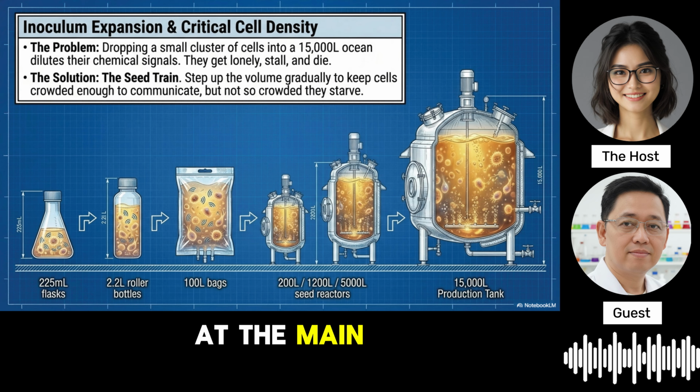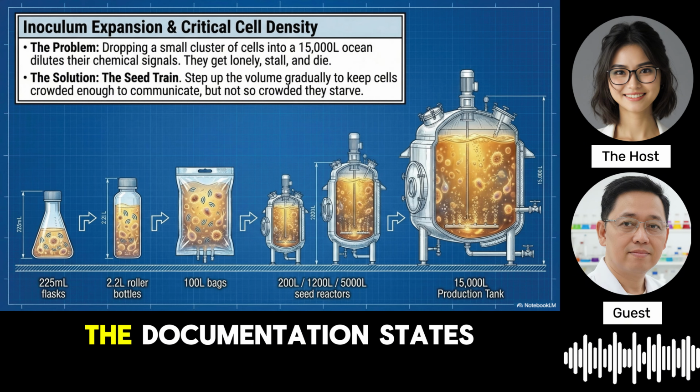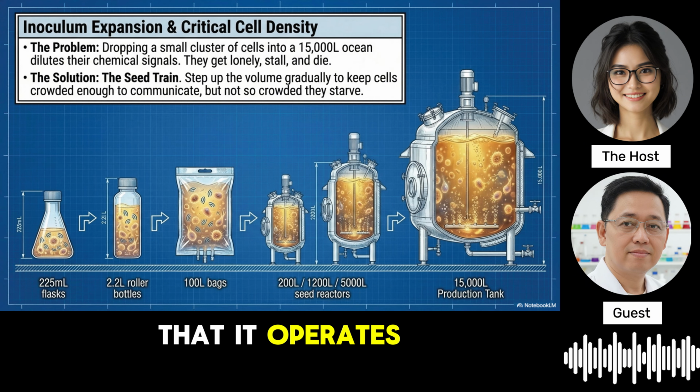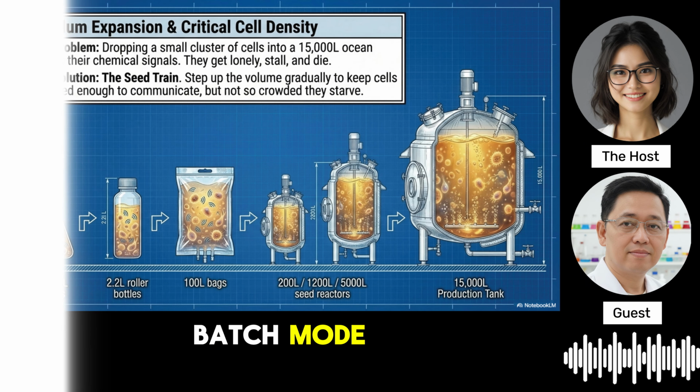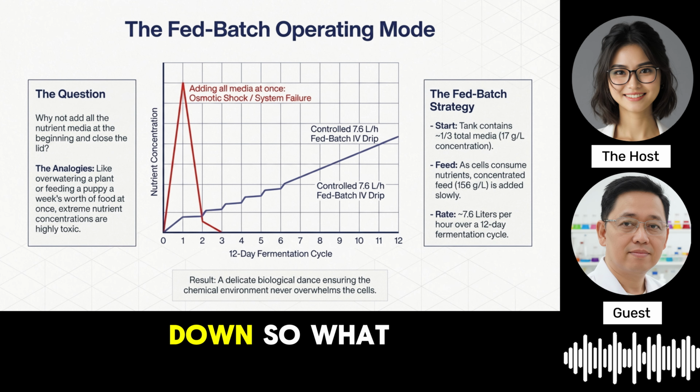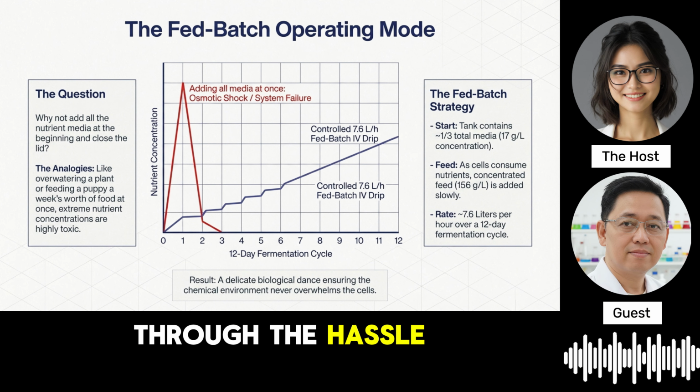But looking at the main 15,000-liter tank, the documentation states that it operates in a fed batch mode. Yes, fed batch. Let's break that down. So what does this all mean? What does fed batch actually mean, and why go through the hassle of doing it?